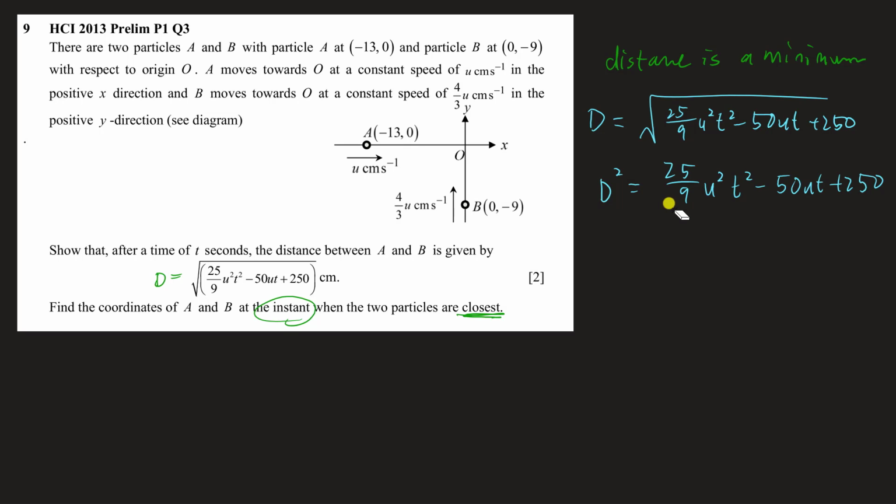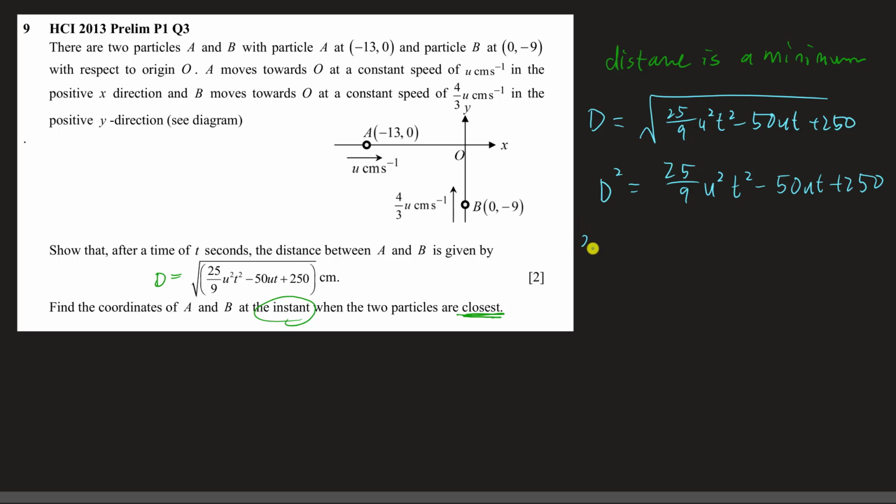To eliminate that issue, all you have to do is square both sides and then differentiate implicitly. What I mean is this: you will get 2d dd/dt equals, and then differentiate this side with respect to t as per normal. So you get 25 over 9 u squared. This is just the constant that is attached to the variable t squared. So power bring down, so this becomes 50 instead, t minus 50u. And we're done.